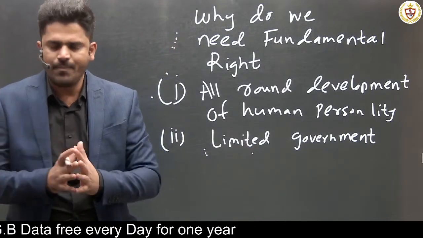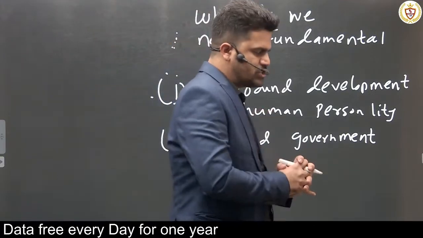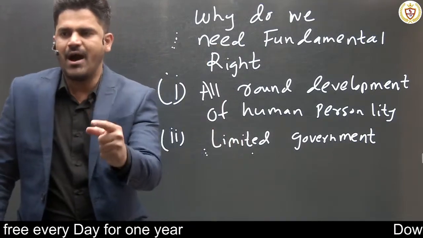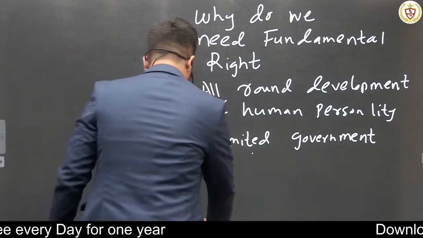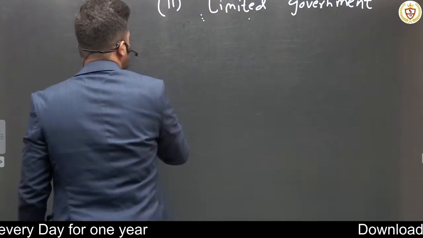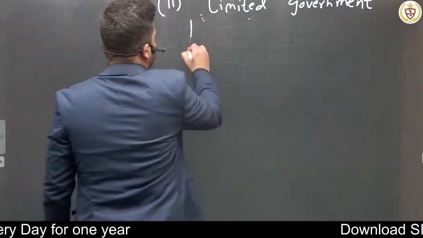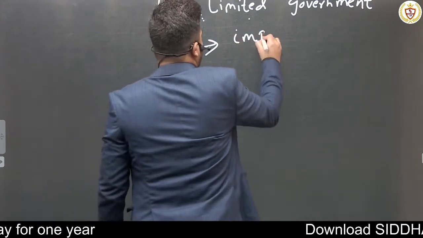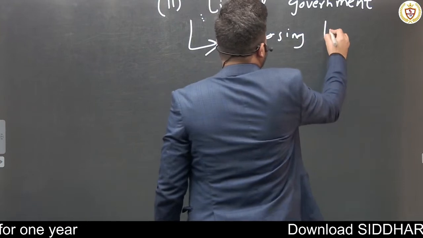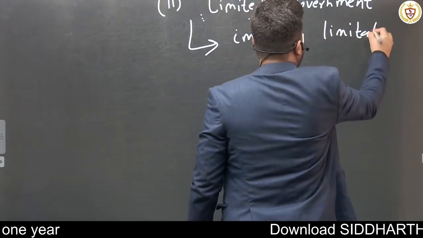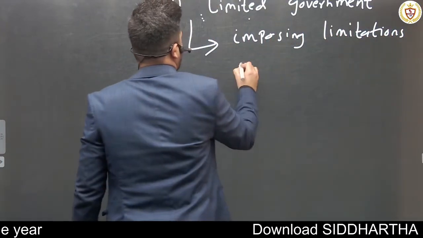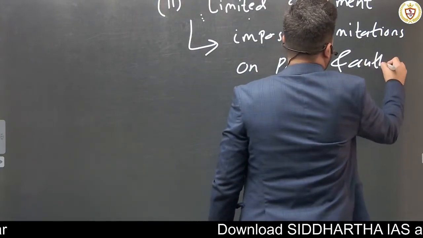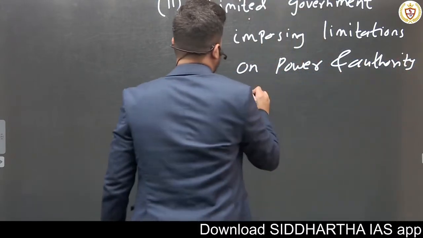Right? So, fundamental rights are essential to impose certain limitations on the power and authority of the government. Why are they essential? To ensure a limited form of government. How can you ensure a limited form of government? By imposing limitations on the power and authority of the state.